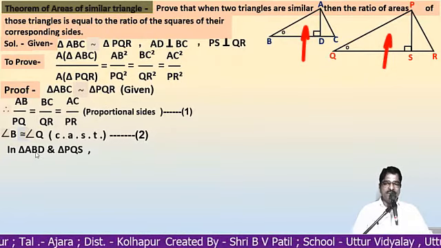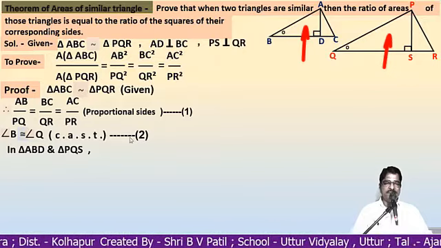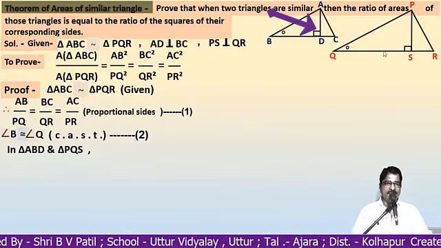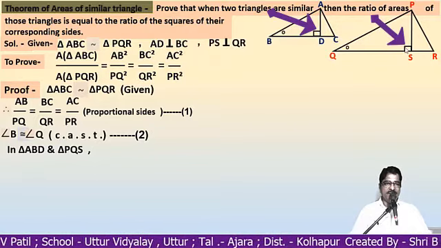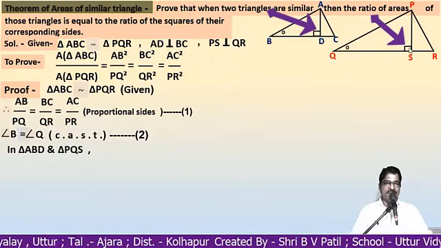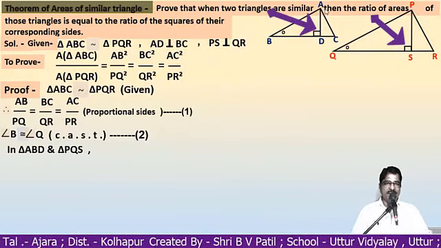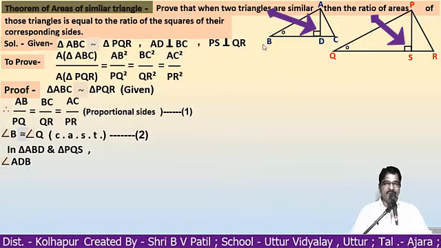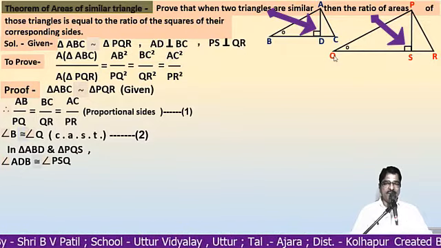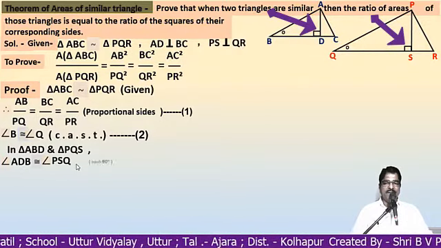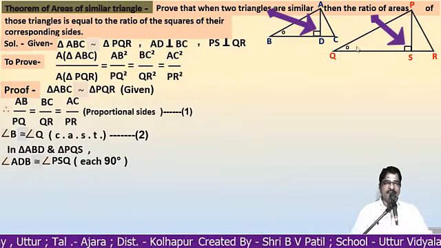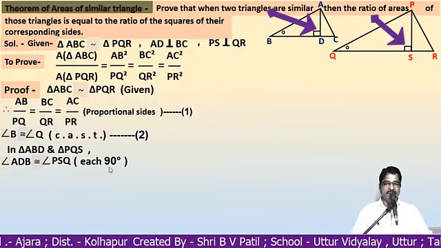Then what is the first condition? First condition: this is perpendicular, means here 90, and here perpendicular means here 90. Equal measures of two angles are congruent, means angle ADB is congruent to angle PSQ, and tell the reason. That is each 90 degrees, and equal measures are congruent.